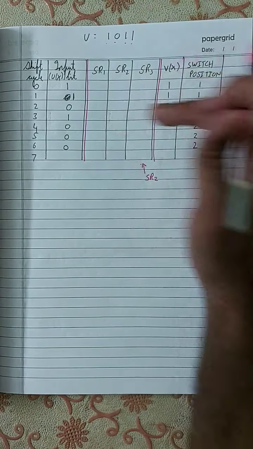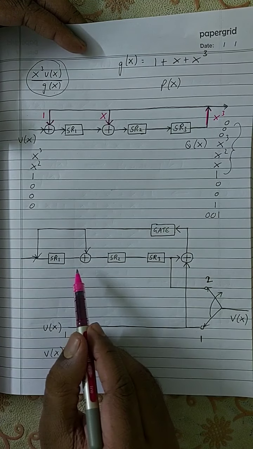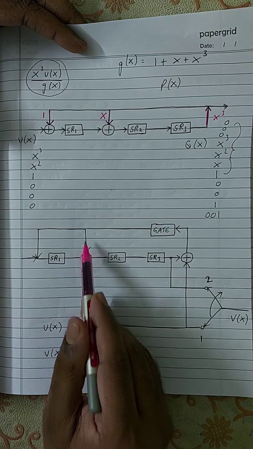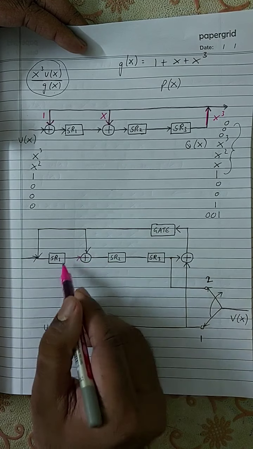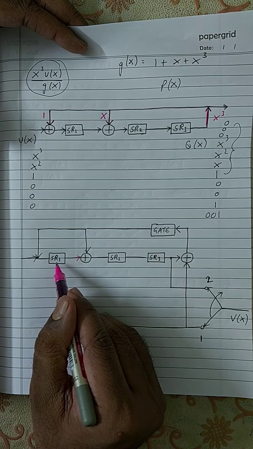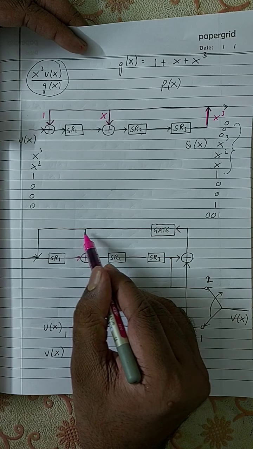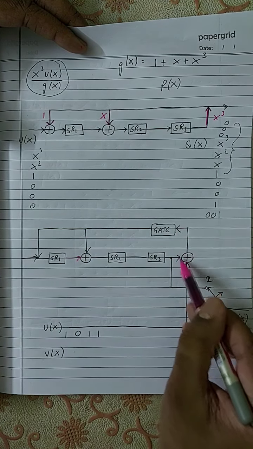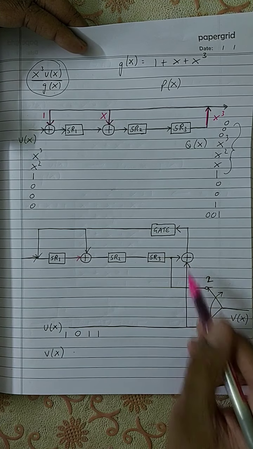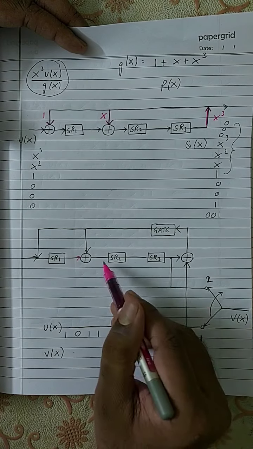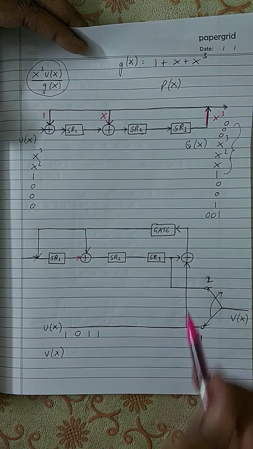What about the input of SR2? If you look over here, the input of SR2 is actually this arrow mark and this arrow mark. What is this arrow mark? This is SR1. And what is this arrow mark? This arrow mark is coming from here, which is SR3 plus U of X. So SR2 is equal to SR1 plus SR3 plus U of X.